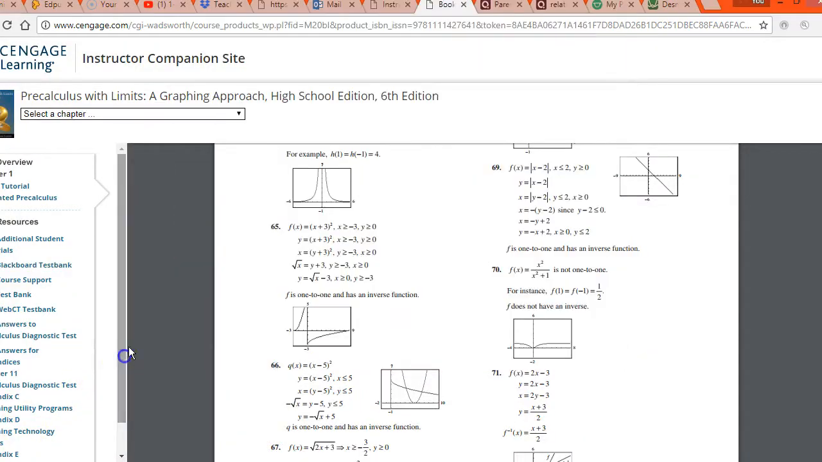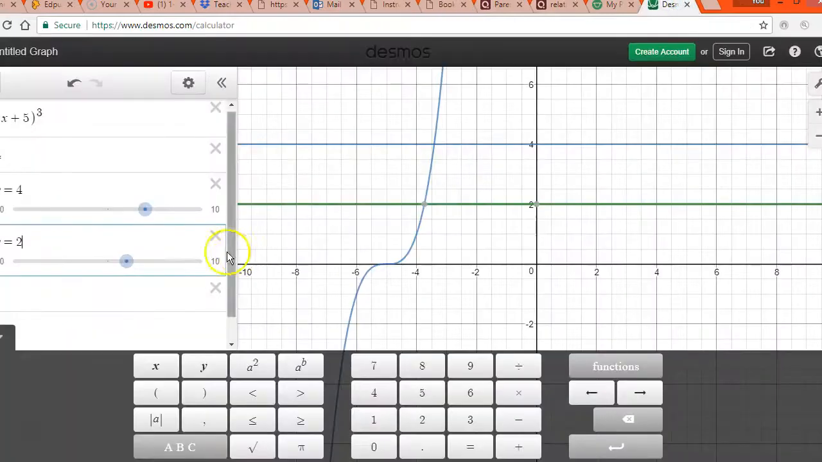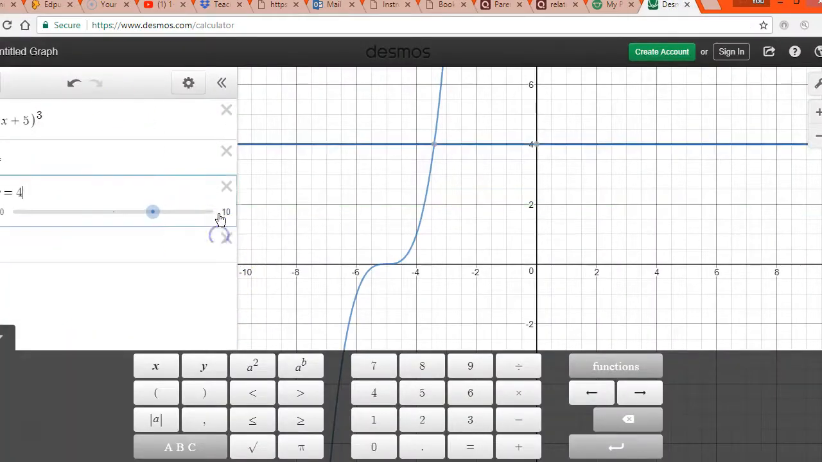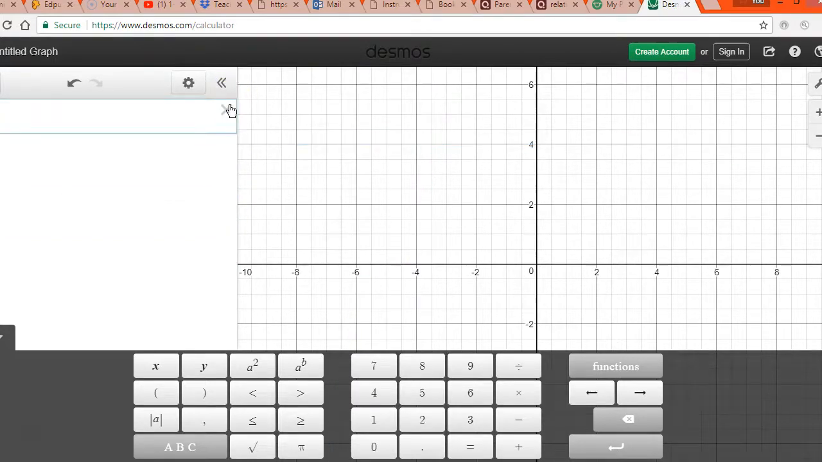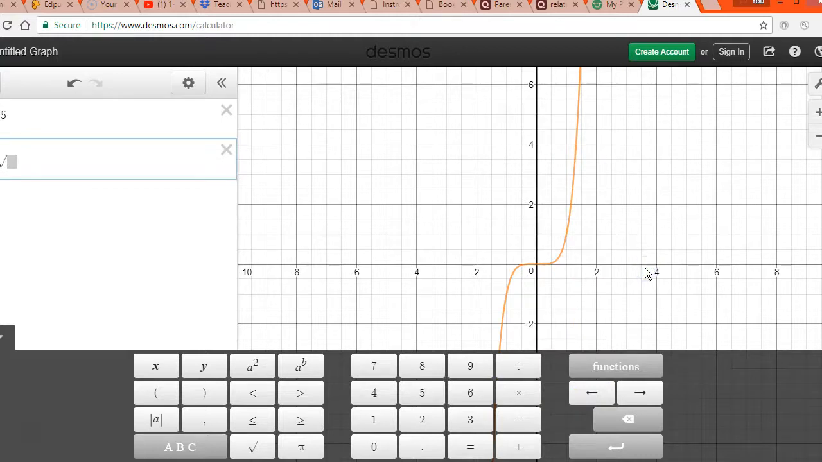So let's see, it's a Desmos. Let me get rid of all my other graphs. So we want to do x raised to the 5th. Oh, it looks like a big cubic. Okay, well that's simple enough. And then we want to do a 5th root of x. So there we go. So the directions say, let's go ahead and graph those.